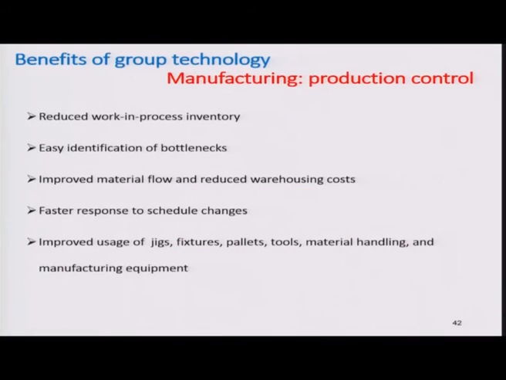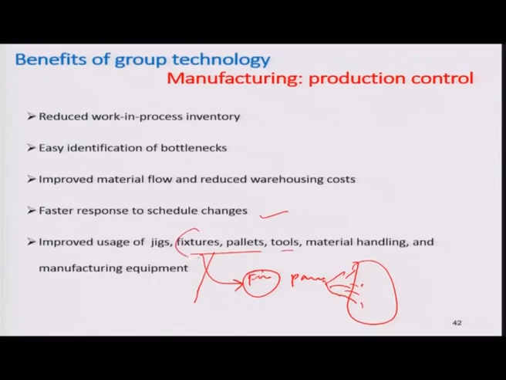Production control: reduced work in process inventory, easy identification of bottlenecks, improved materials flow and reduced warehouse cost, faster response to schedule changes, and improved usage of jigs, fixtures, pallets and tools. You can design one fixture for one part family, in which a variety of products are there, so all these products can be clamped in one fixture. So the number of fixtures required is reduced. You can also say that this is standardization of fixtures.